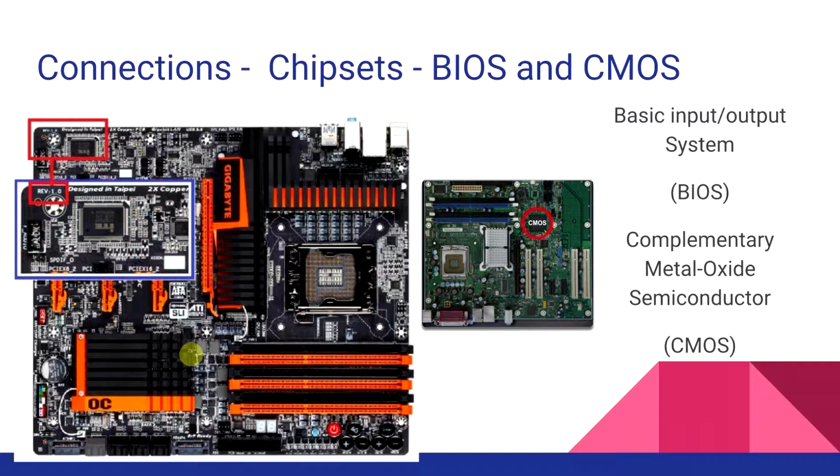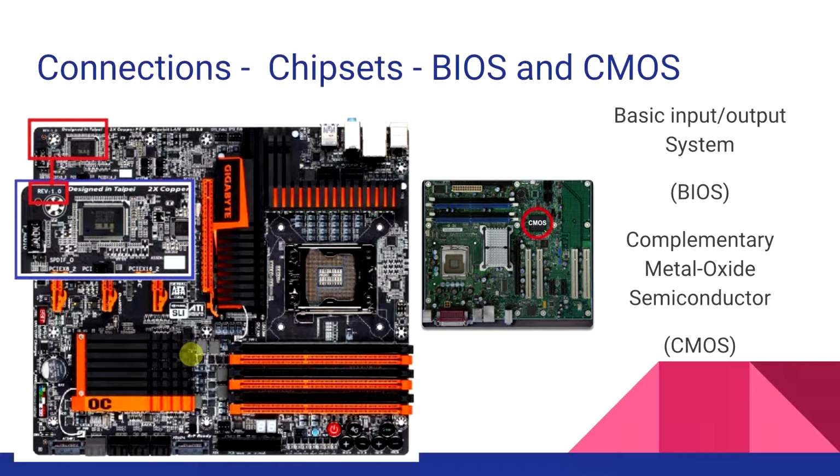Your CMOS, on the other hand, is typically referred to as being the same thing as the BIOS, but it's really not. The two work hand in hand, but they're not the same thing. So your BIOS has all of the protocols and things that it needs. The CMOS is where you store your settings.